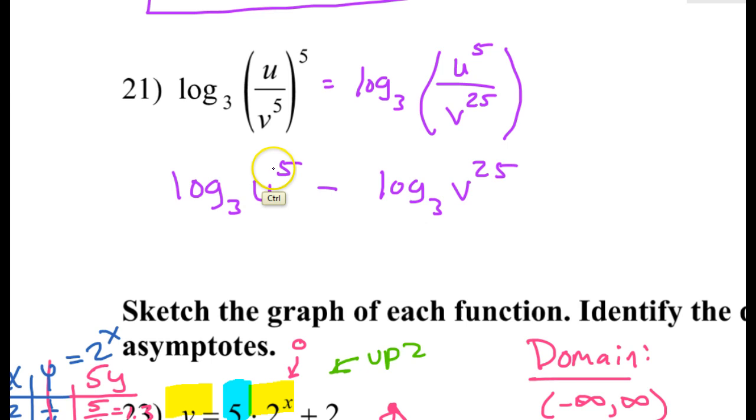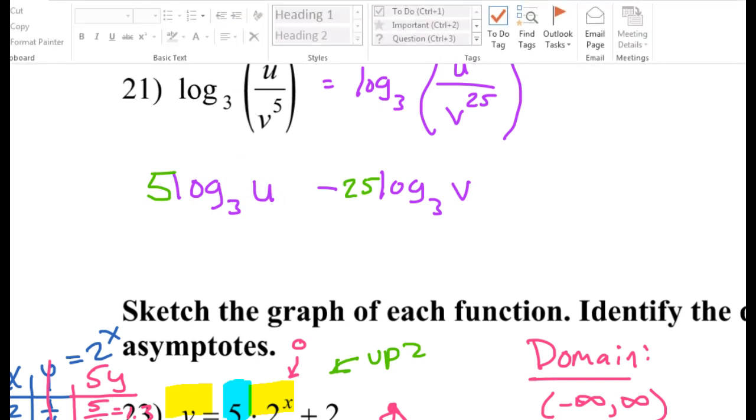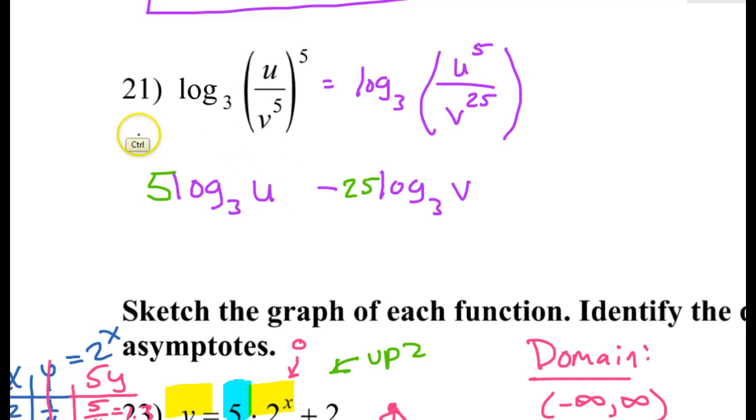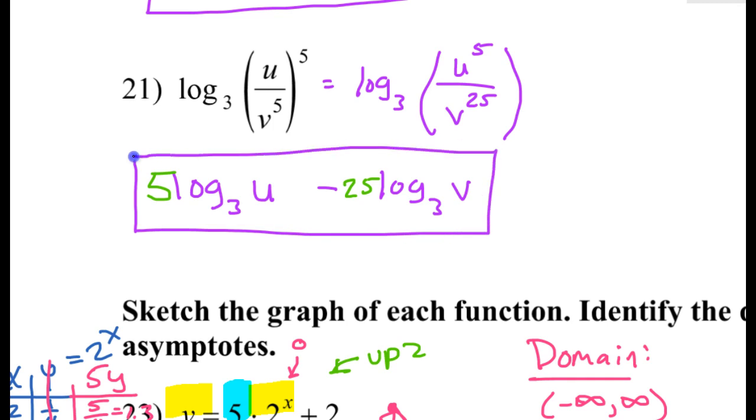Now, I went ahead and showed this extra step, but you know what's about to happen to these exponents. This 5 is going to end up in the front, and this 25 is going to end up in the front. So you can feel free to go straight from here to here without showing that step in between. So this should be the final answer for number 21.